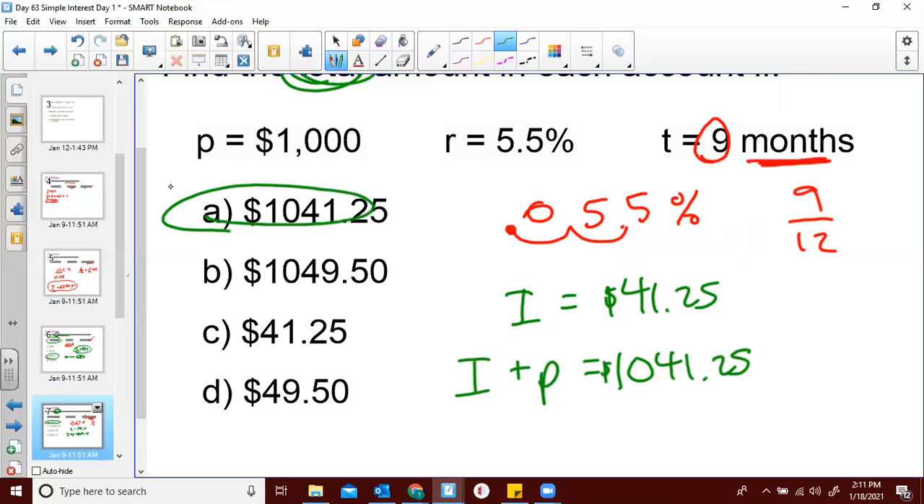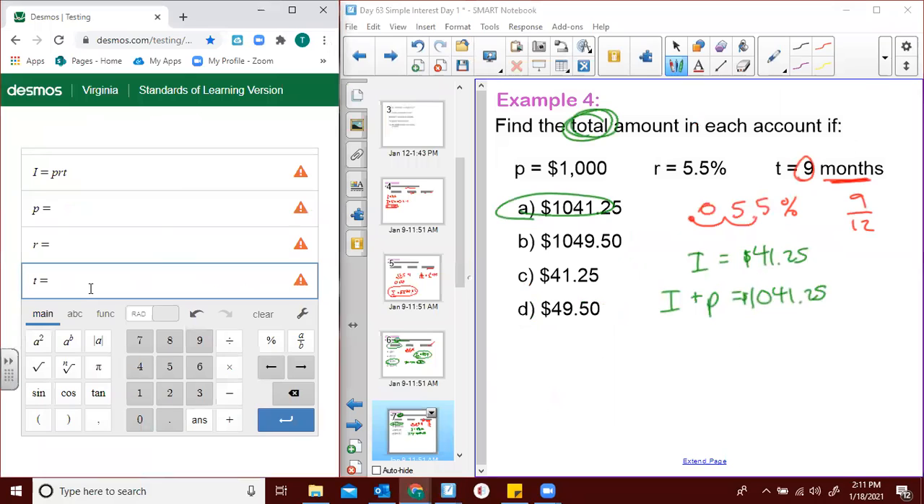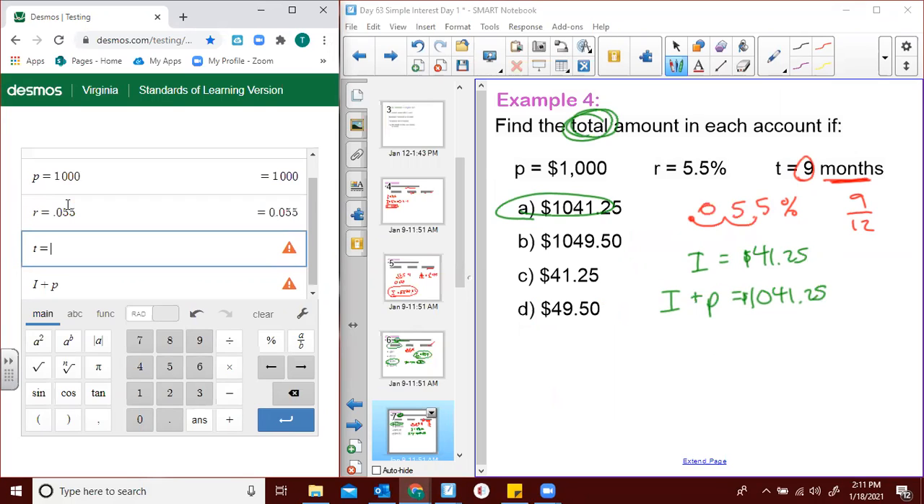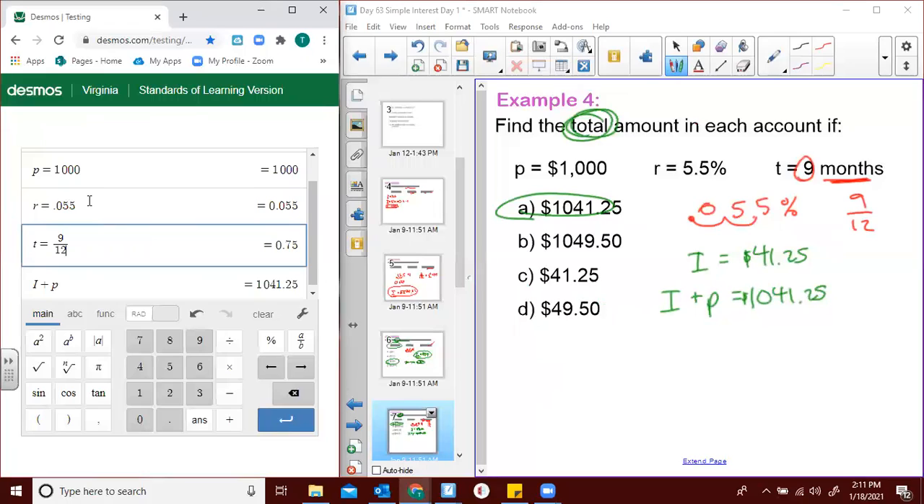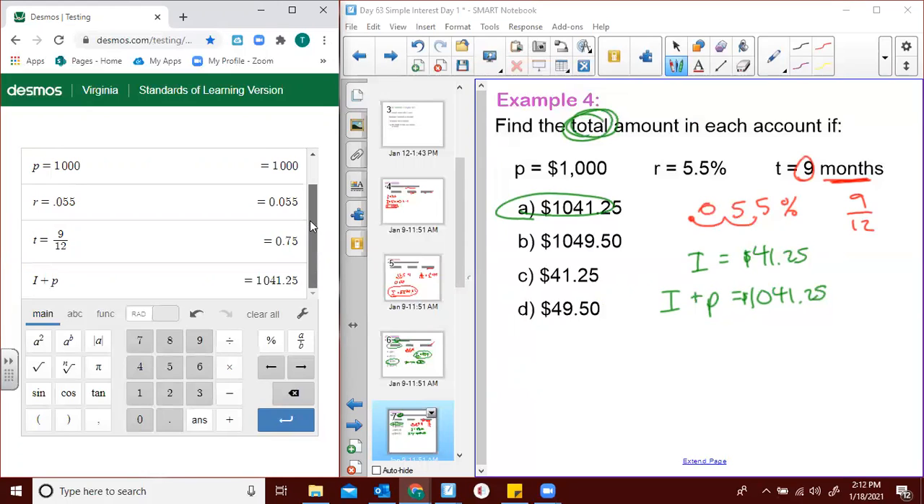And actually, if I want to just kind of show you this in Desmos as well, another thing that I can type in Desmos would be my I plus P, right? So you'll have both possible answers in Desmos right away. 0.055. Remember, we had 9 divided by 12. Well, look, if I go to the top, it gives me my interest, which is $41.25. But if I scroll all the way down, it'll also give me my total because I added my interest right here, plus my P, which is principal.